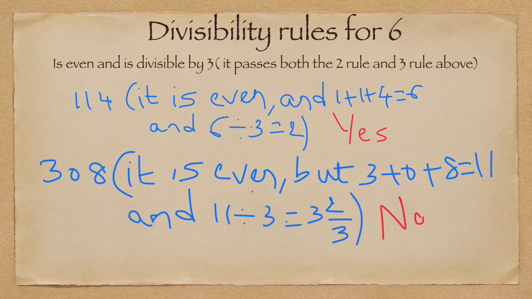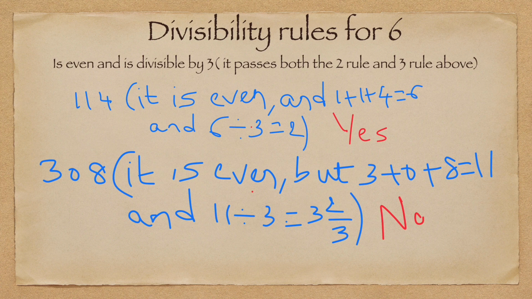Divisibility rule for 6. For this we should check the units digit and it should be even, that is one condition, and another condition is it should be divisible by 3. That means both the rules, the divisibility rule of 2 and the divisibility rule of 3, should be satisfied. Let's check with an example.